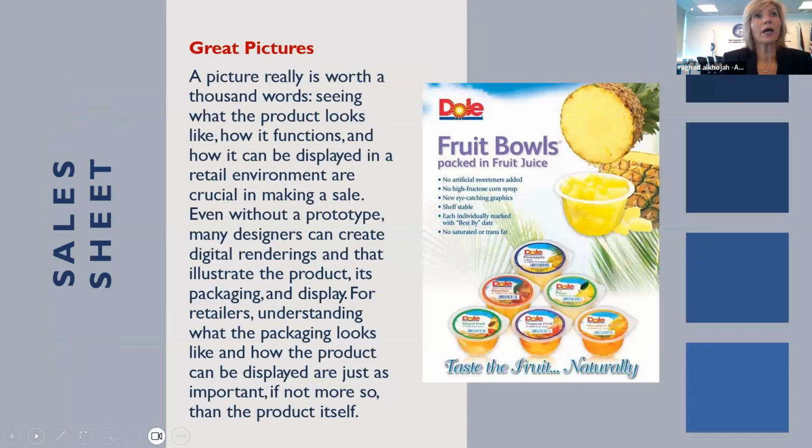The sales sheet needs to have great pictures. A picture is really worth 1,000 words. Seeing what the product looks like, how it functions, how it can be displayed in a retail environment are crucial to make a sale. Even without a prototype, many designers can create today digital renderings that illustrate the product, its packaging, and display for retailers. Understanding what the packaging looks like and how the product can be displayed are just as important, if not more so, than the product itself. Because if you're dealing with an agent, a wholesaler, a distributor, an importer, they in turn need to convey this information to the retailer and the consumer.